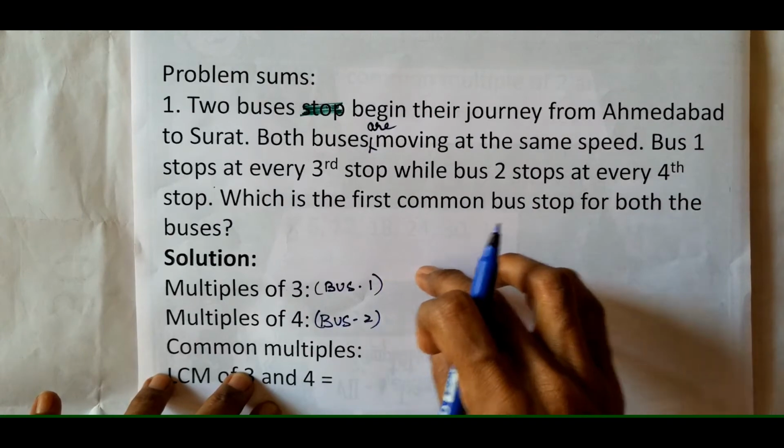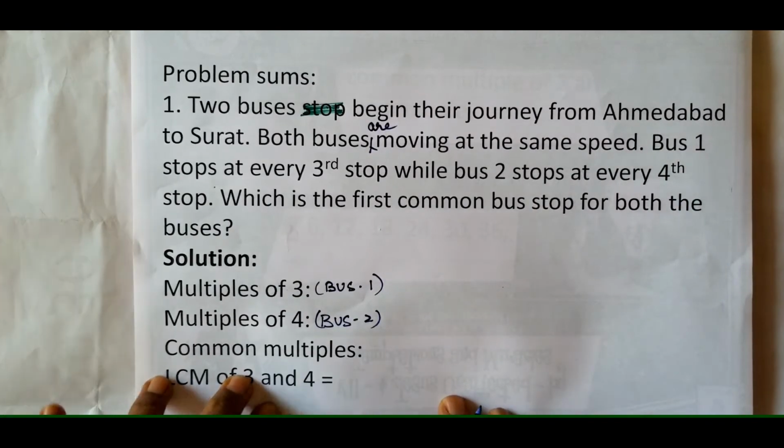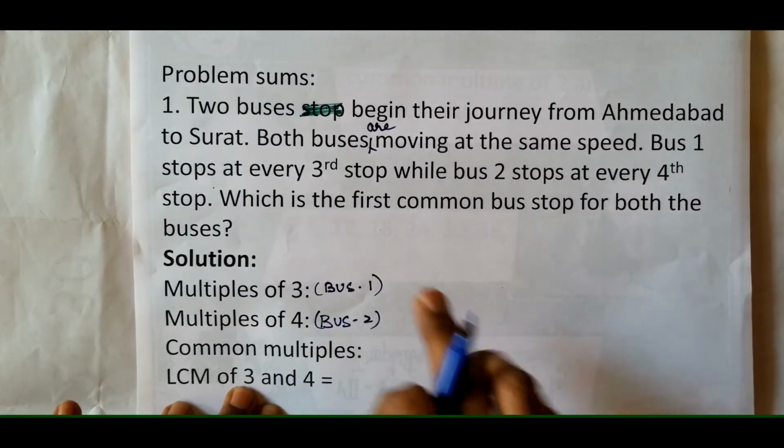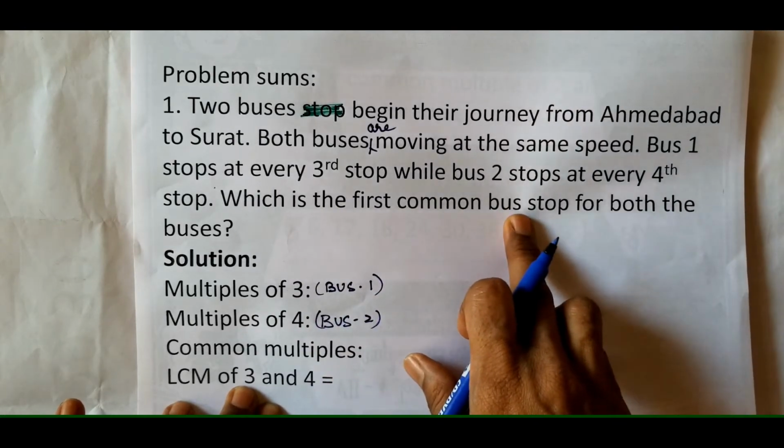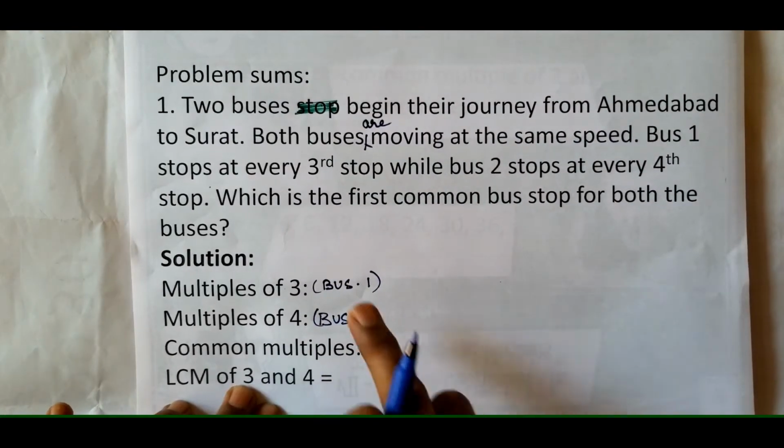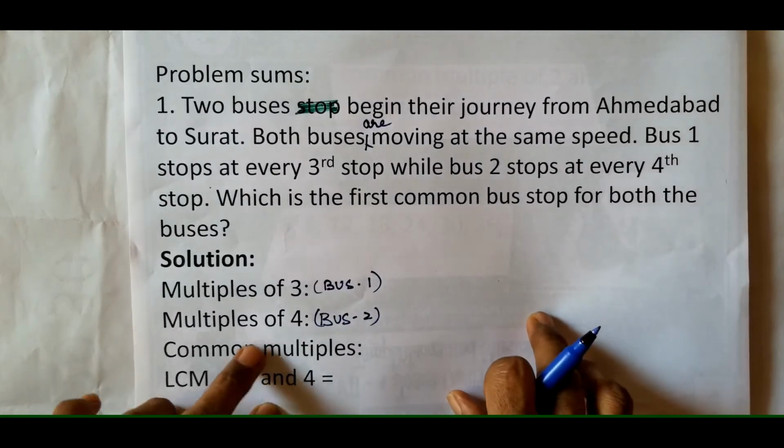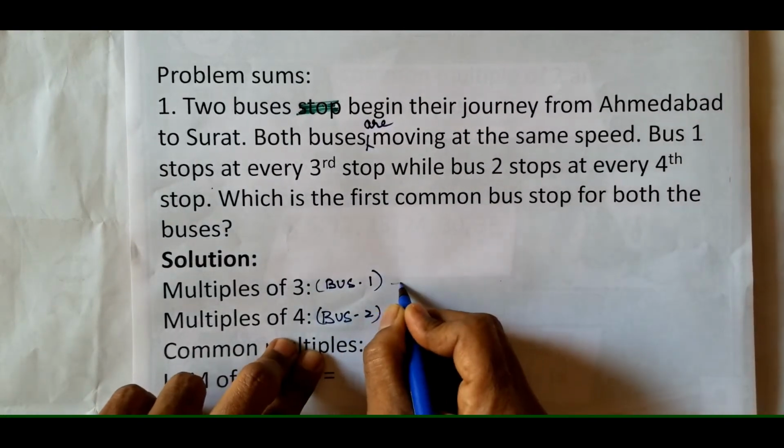So first we will write the multiples of 3 and 4. Then we will find the common multiple. The first common bus stop will be the least common multiple of these two numbers. So let us write the multiples first.